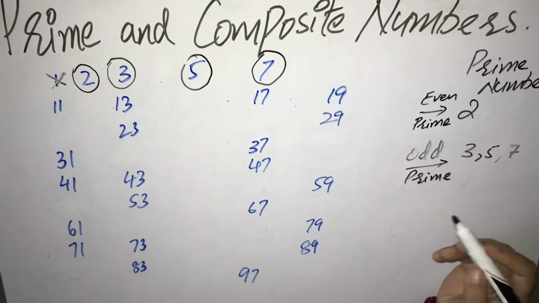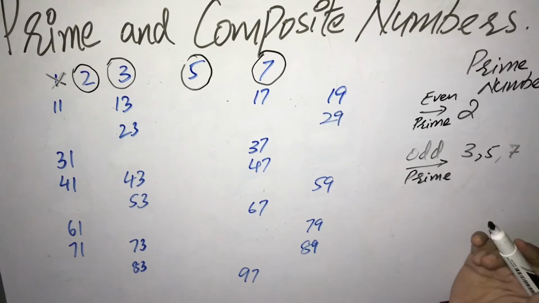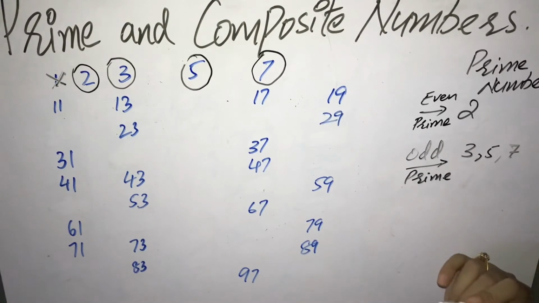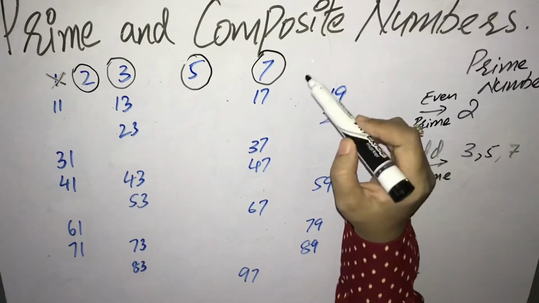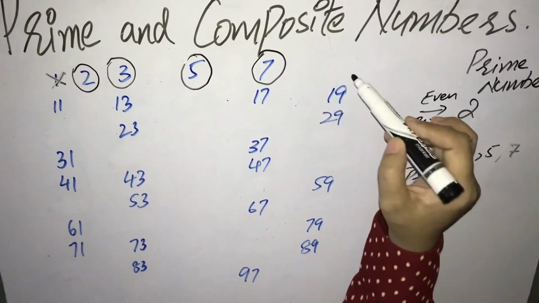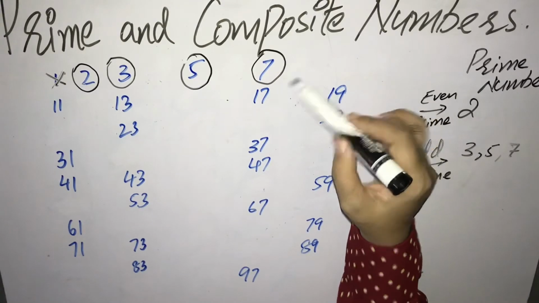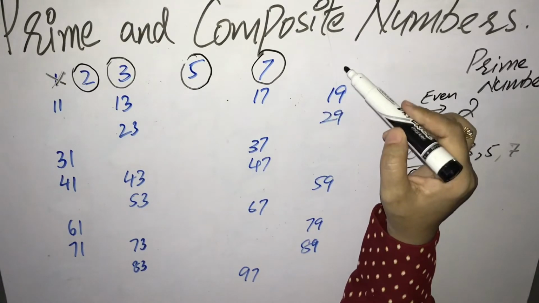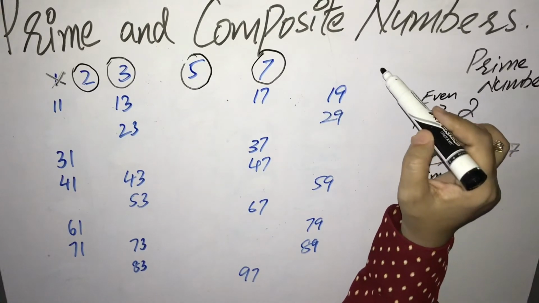After erasing all the multiples of 7, as they were having more than 2 factors and they were the multiples of 7, now we come to the next number which was 8. 8 is already erased, 9 is already erased. 8 was a composite number, it was a multiple of 2. 9 a composite number, a multiple of 3. 10 a composite number, multiple of 2 and 5.